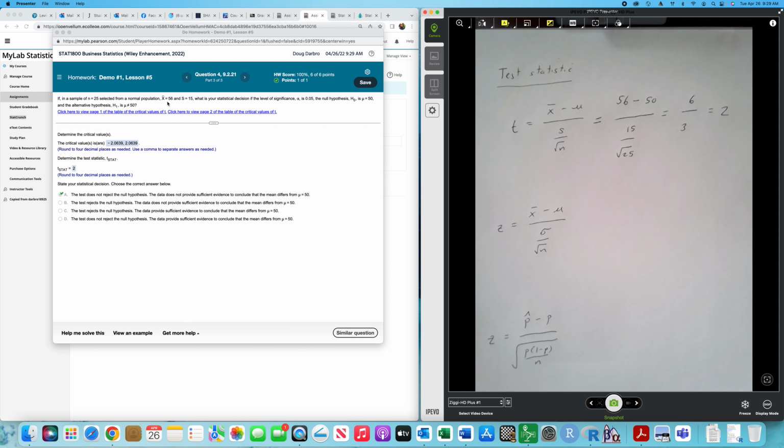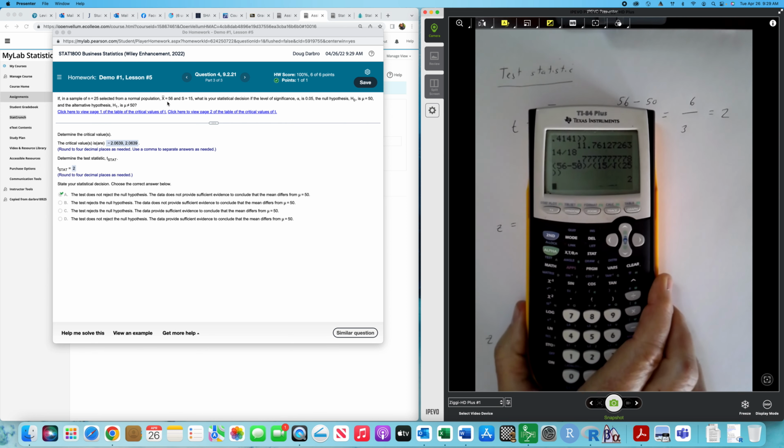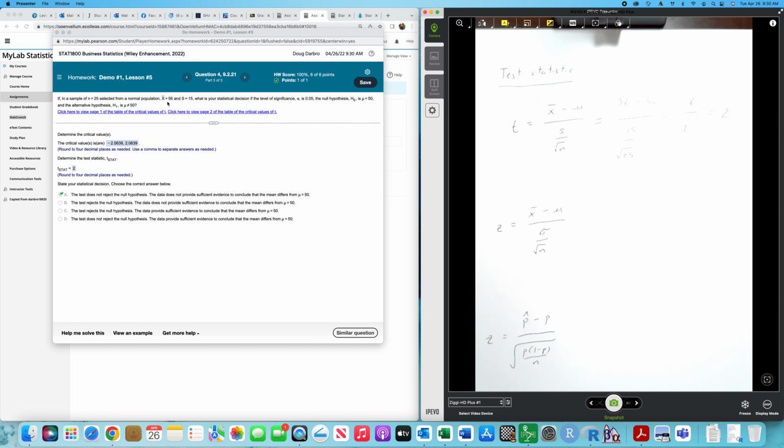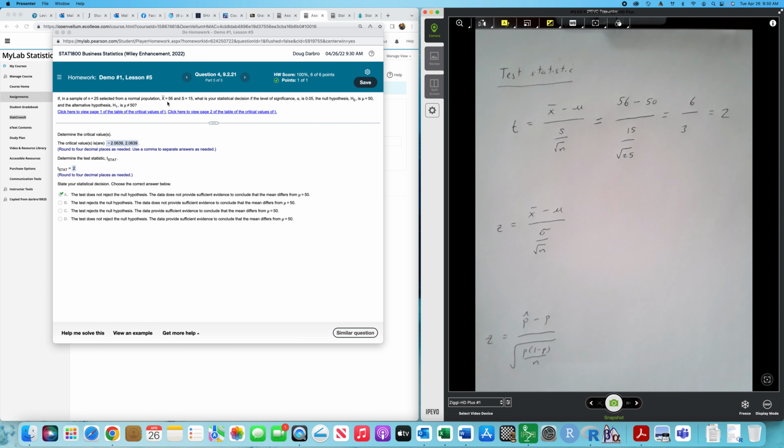All right. So what you'll notice there is that when I entered the numerator, 56 minus 50, I put that in parentheses. And when I entered the denominator, 15 divided by the square root of 25, I put that all in parentheses, so I get correct order of operations. That's something that I've seen students do a lot. They kind of know the correct formula to use. They just don't enter it in their calculator correctly.